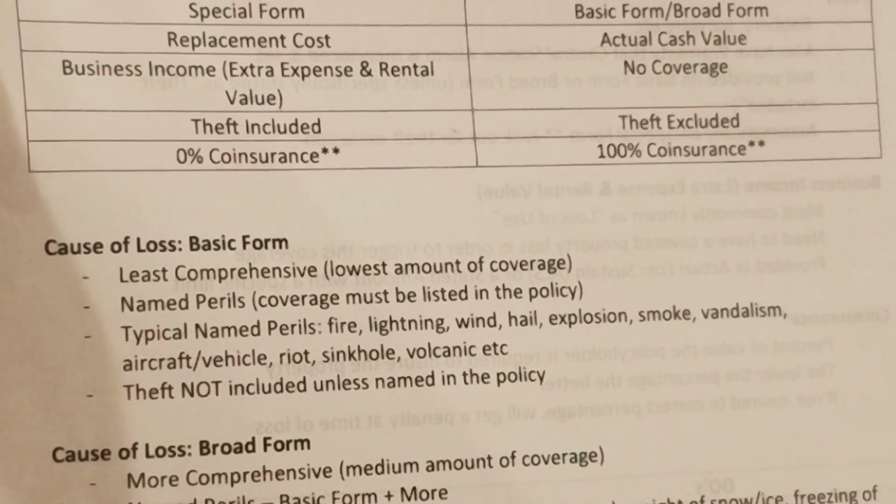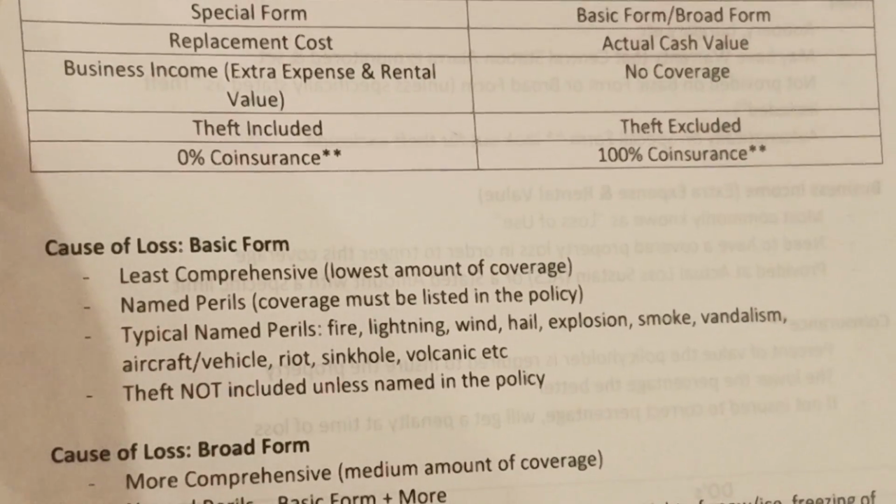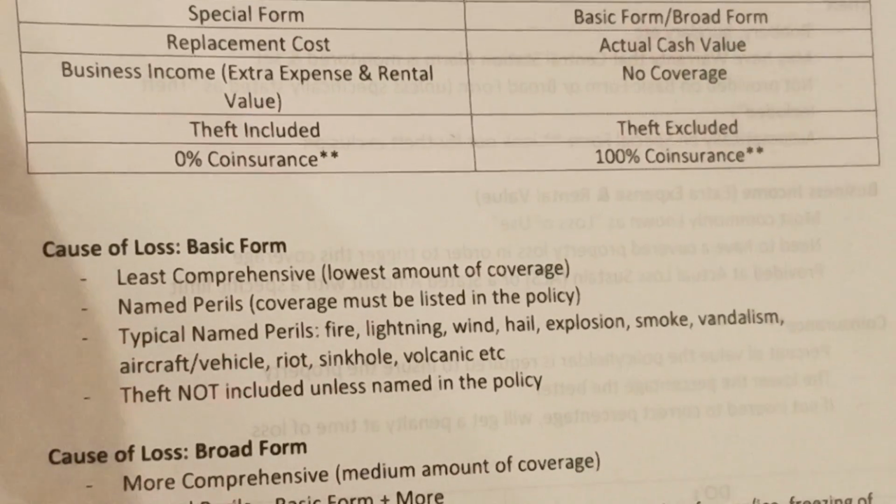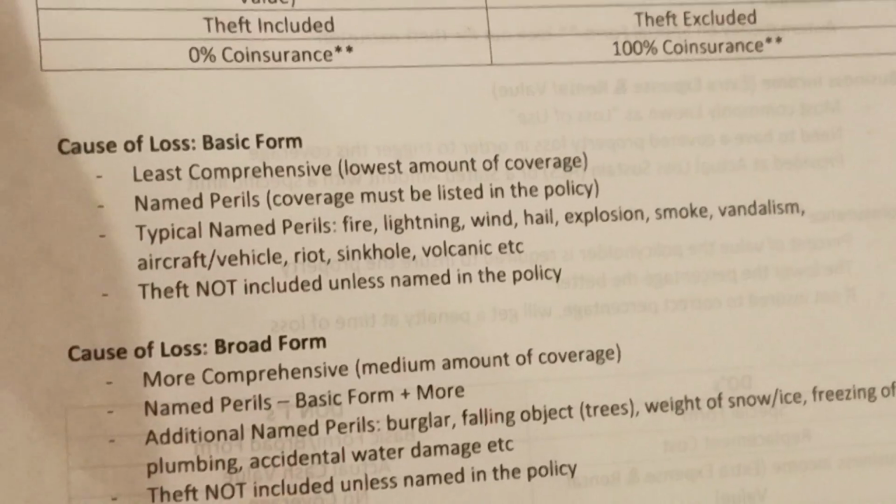So a basic form is going to be your very small minimum amount of coverage. It needs to be listed on the policy in order for there to be coverage. Your standard forms are going to be lightning, fire. Flood is never covered on a property policy unless it's physically endorsed or insured separately. Theft is not included on a basic form of coverage.